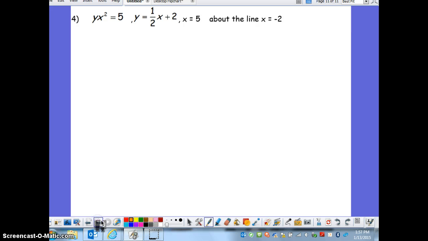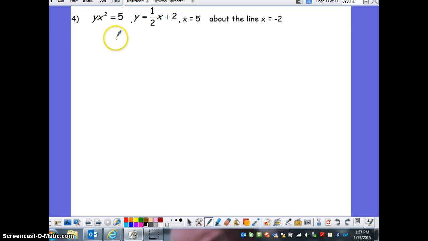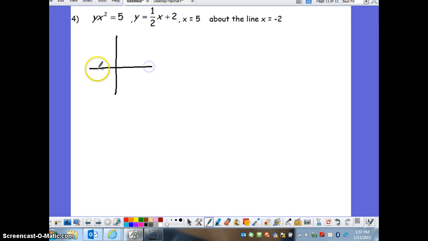All right, last one for this video, number 4. Kind of crazy looking one in the beginning there. We have y(x squared) equals 5, and y equals 1/2 x plus 2, and x equals 5. So for this one, what I would recommend that you do is you're going to first solve this for y. So that means y is going to equal 5 over x squared. So again, when you're graphing that first one, y is equal to 5 over x squared.